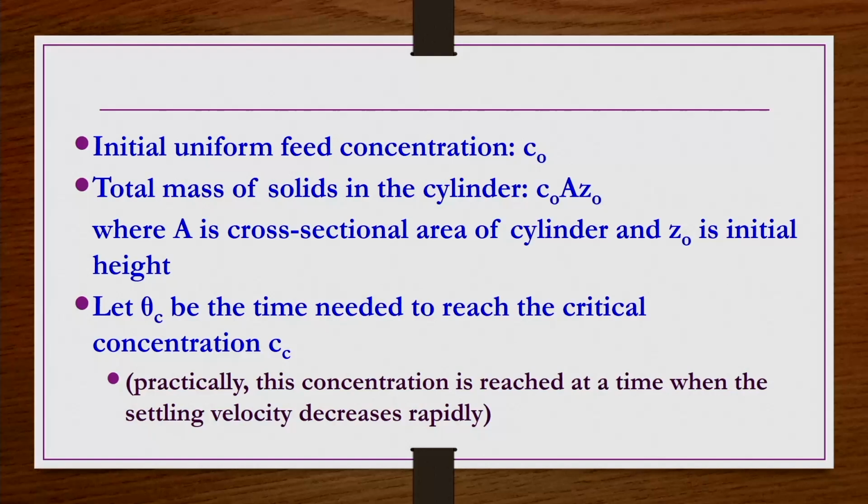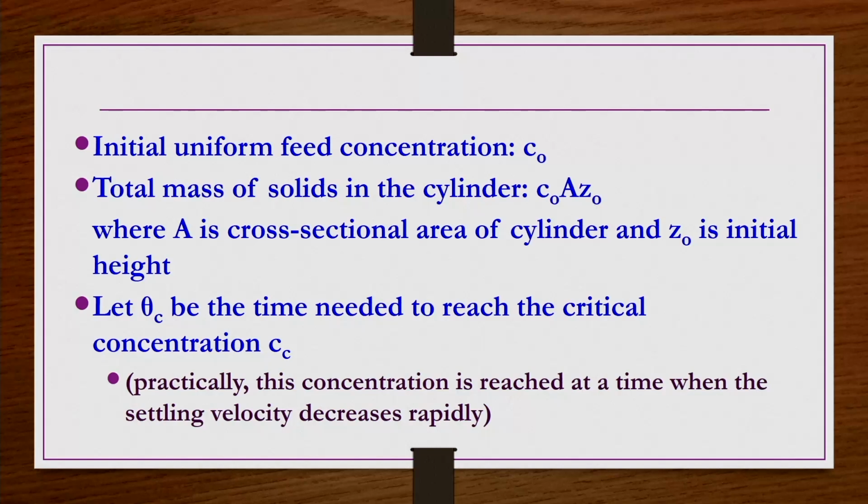So, now we try to get the additional information. The initial uniform feed concentration is C naught, and the total mass of solids in the cylinder is C naught times A times Z naught, straightforward, because A is the cross sectional area of the cylinder and Z naught is the initial height.